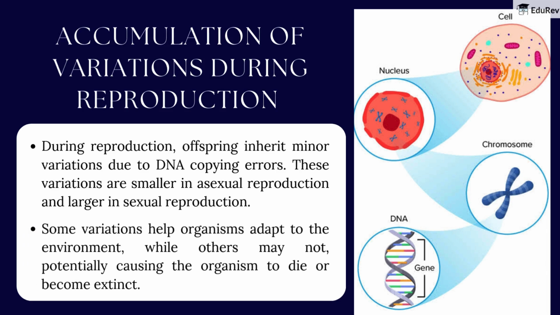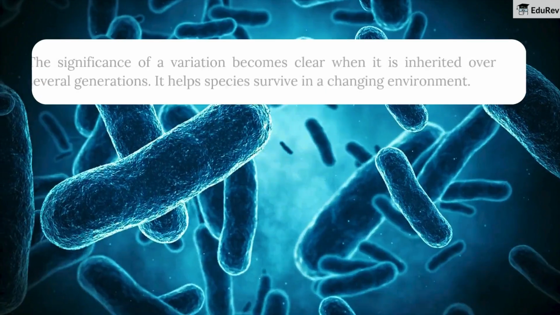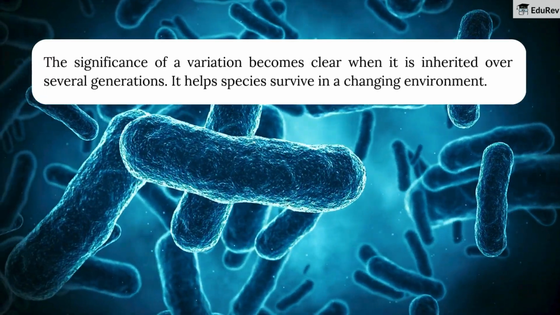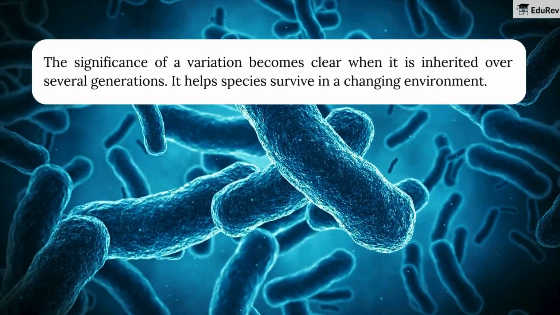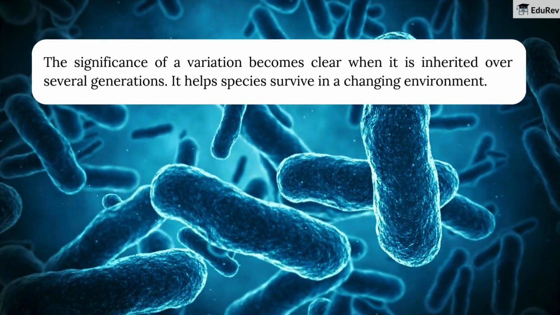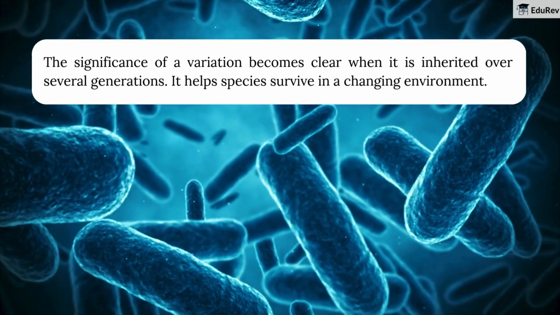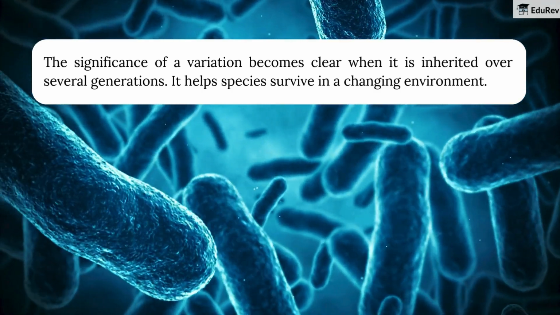Some variations help organisms adapt to the environment, while others may not, potentially causing the organism to die or become extinct. The significance of a variation becomes clear when it is inherited over several generations. It helps species survive in a changing environment.